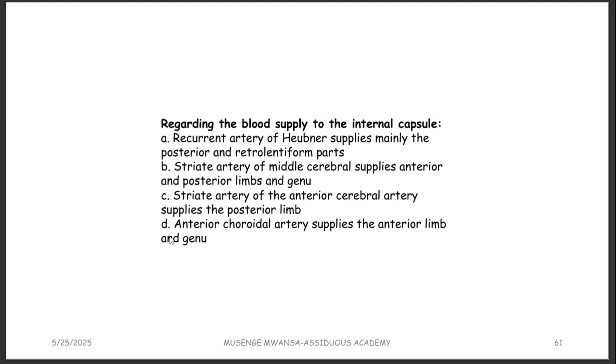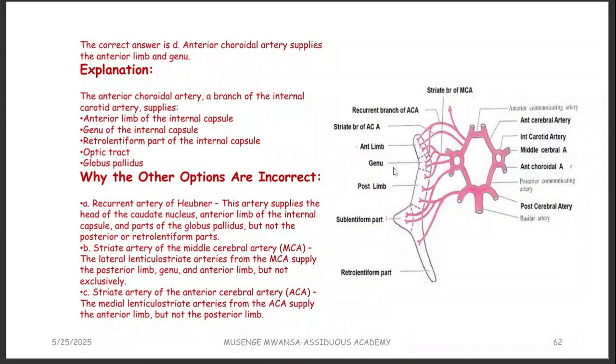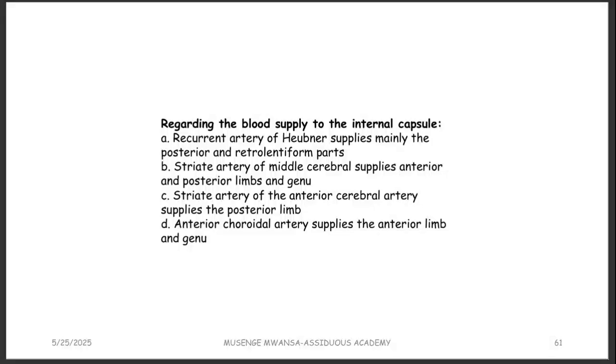So this is out. A is saying recurrent artery of Heubner supplies mainly the posterior and retrolentiform. That's not true, is it? B is saying striate artery of middle cerebral supplies anterior limb, posterior limb, and genu. So B is the correct answer for this one. It's the striate artery of the middle cerebral which supplies the three parts: anterior limb, genu, and the posterior limb. Hope that's okay. Is that okay? Excellent. Okay.